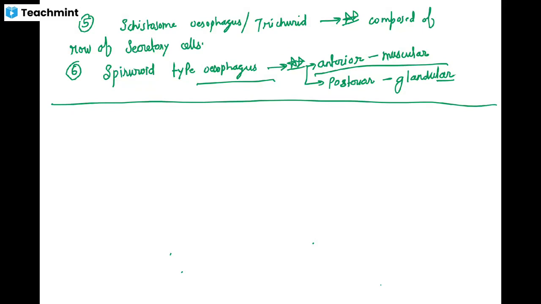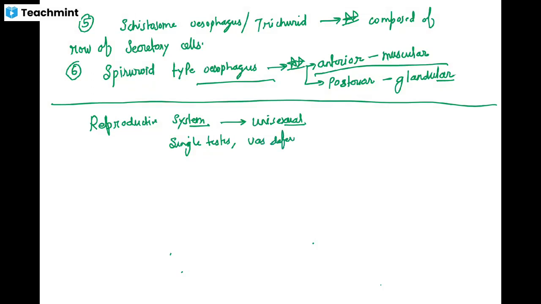Now the next thing is the reproductive system of nematodes. In the reproductive system, as I have already told, nematodes are unisexual. So in this, a single testis is present, and sometimes a seminal vesicle is also present.